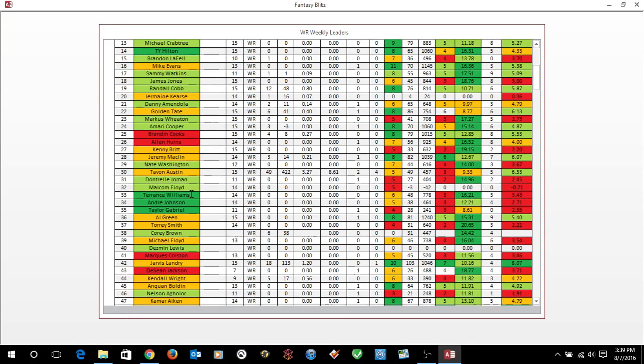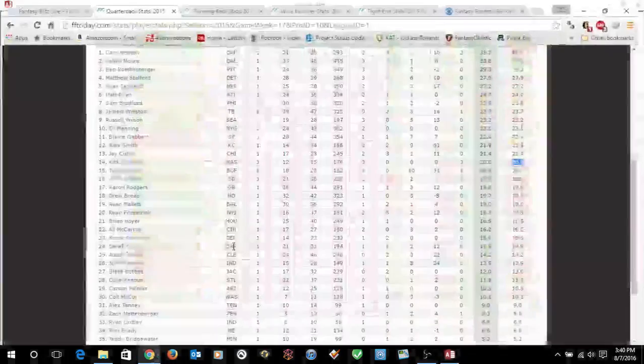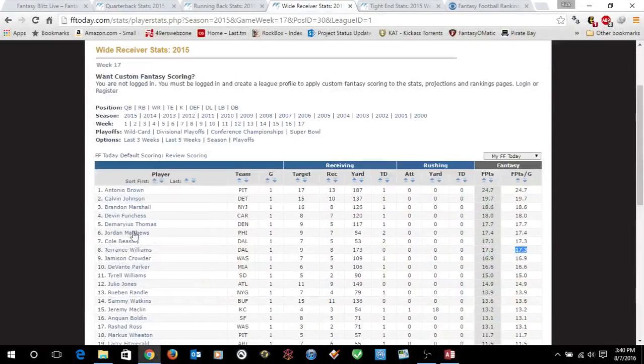So let's go see Terrence Williams. Now, the exact opposite of the quarterback stats. If you see any red over here, you want to think twice about starting them, because they are playing either a tough defense or a tough individual. And this particular week is a challenge for them. So you want to find the easiest matchups here. Terrence Williams. We'll go check his stats here.